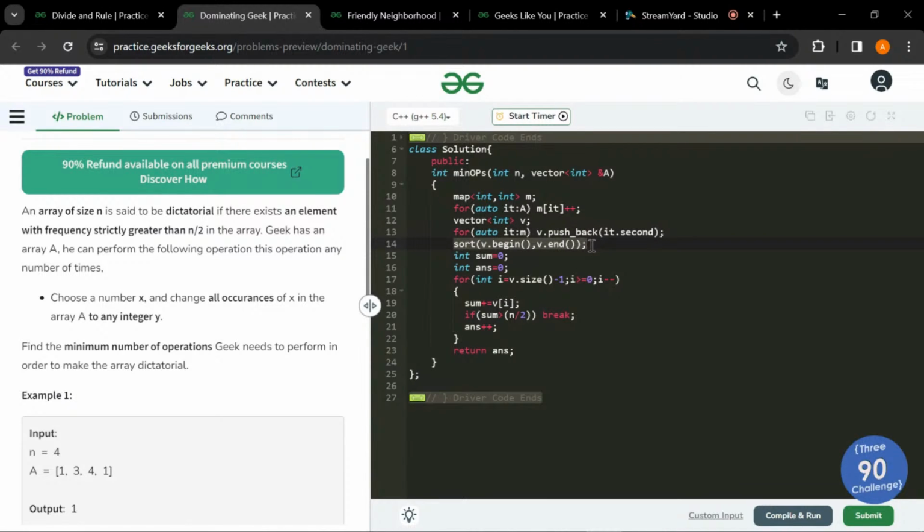And then sorted this frequency array, then initializing sum with 0 and answer with 0, then iterating from the larger frequency, that is from right to left, and adding the current frequency in sum, and if it is greater than n by 2, then we'll simply break it. Otherwise we increment the operation. We need to perform the operation one time, so we'll increment the answer, and finally we return this answer.